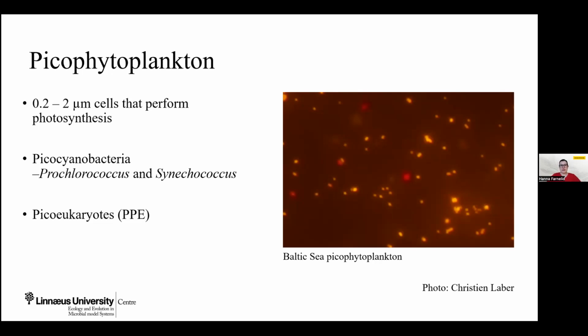Here is a microscope image of Baltic Sea Picophytoplankton. And you can see that there are some different sizes and colors here. This is an epifluorescence microscopy image, and we have done an overlay with different filters. And these different filters can show the different pigments that these Picophytoplankton have. And with the size and the pigments, we can distinguish these different groups of small Picocyanobacteria and picoeukaryotes.